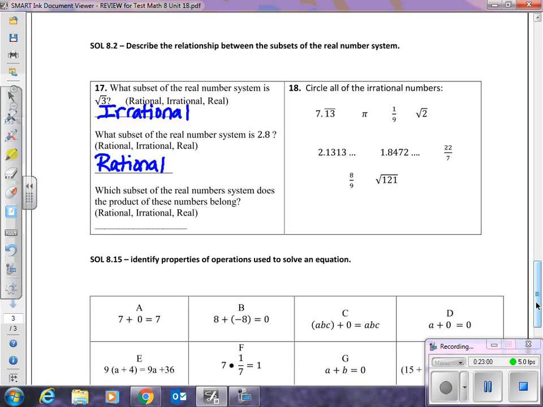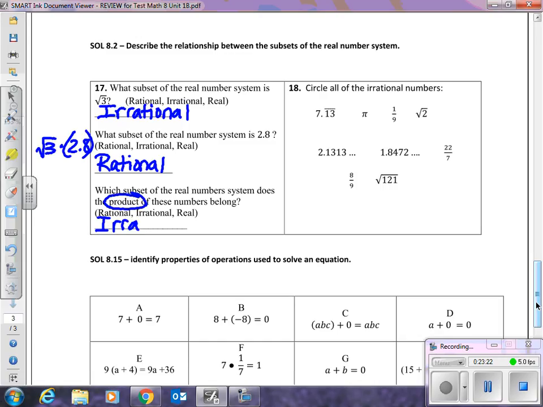So now the last question is, which subset of the real number system does the product of these two numbers belong to, right? Which means if you take your calculator and type in square root of 3 times 2.8, because that's what product means, to multiply, you're going to get an answer on your screen. And we want to know, is that answer rational, irrational, or real? And it is going to be irrational.